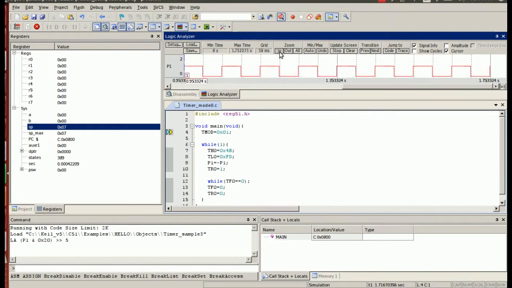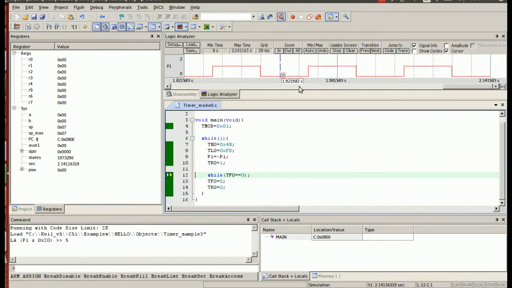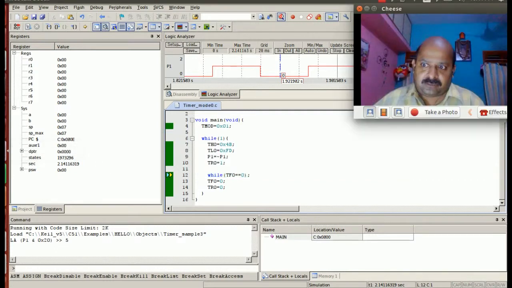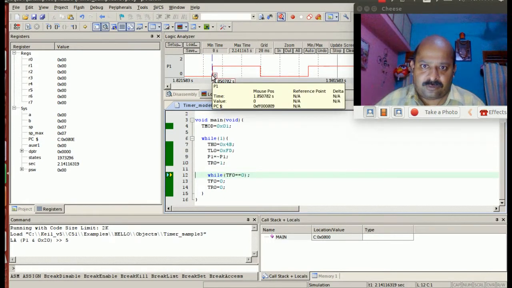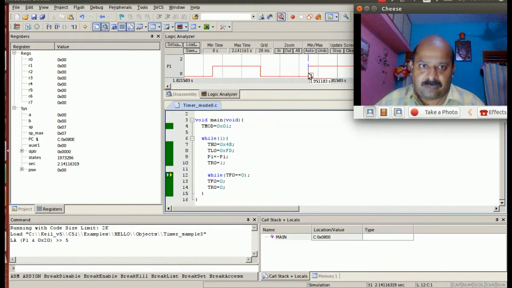Okay, so let me stop the program. If the frequency is 10 Hertz, then the time period should be equal to 0.1. Let us see the time it takes for the entire time period.